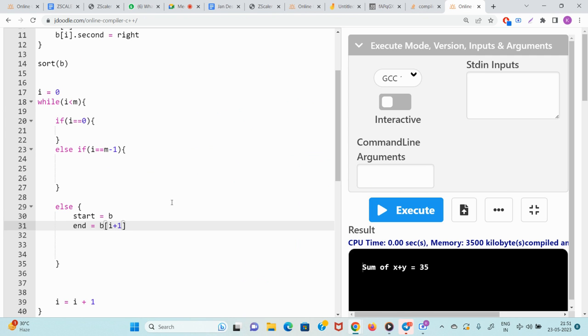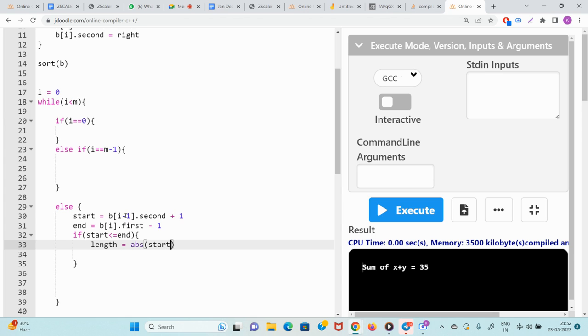So B of i minus 1 dot second plus 1, and B of i dot first minus 1. Now just check if start is less than or equal to end, this is a corner case, you need to check. If start is less than or equal to end, then your job is done, guys. The length is end minus start plus 1.